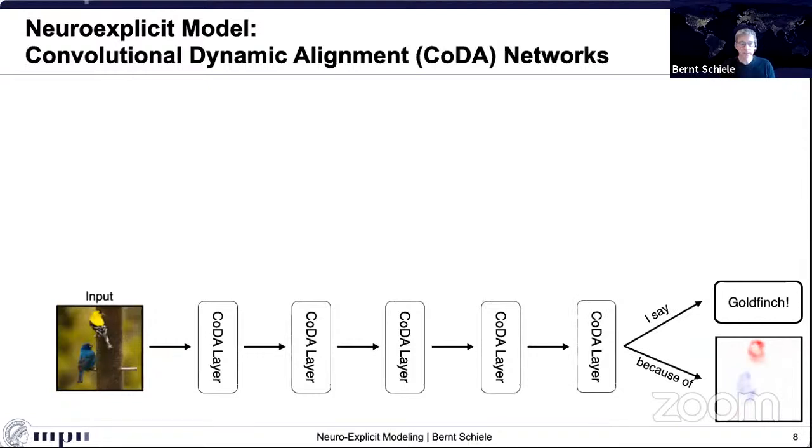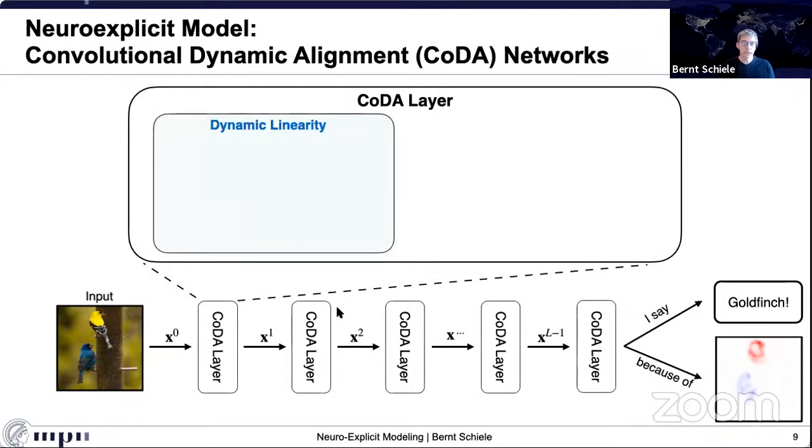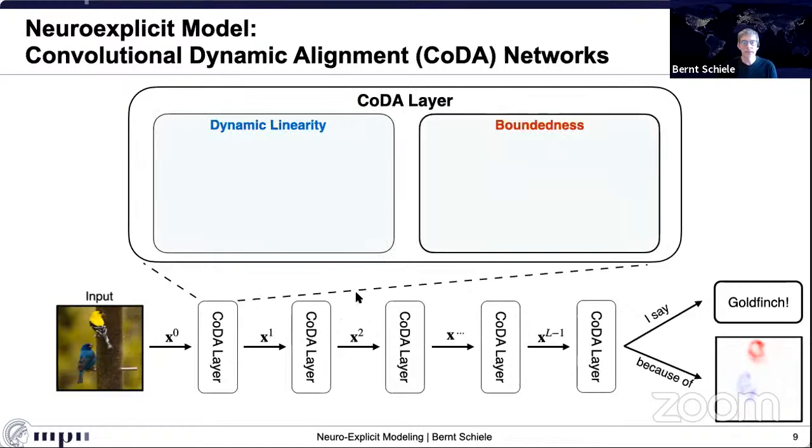It's still a network, has multiple layers. We tend to have something like 9 layers or so. They're not that deep actually, for still getting good performance. And there are 2 key design principles that make this more interpretable. The first one is what we call dynamic linearity. And the second part is what we call boundness, in order to have the network not attend to a particular part of the image arbitrarily strongly.